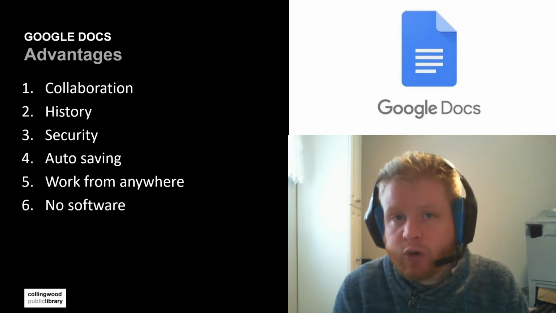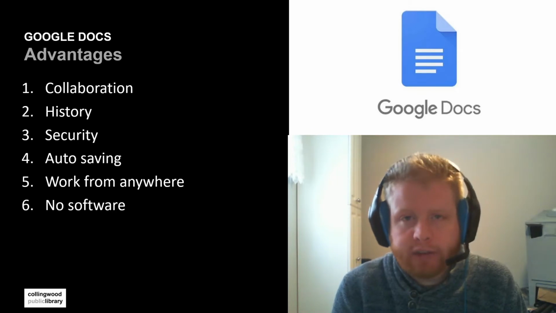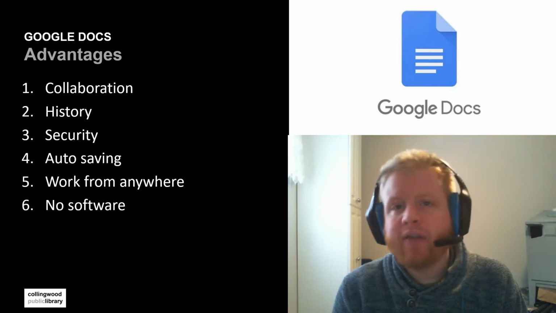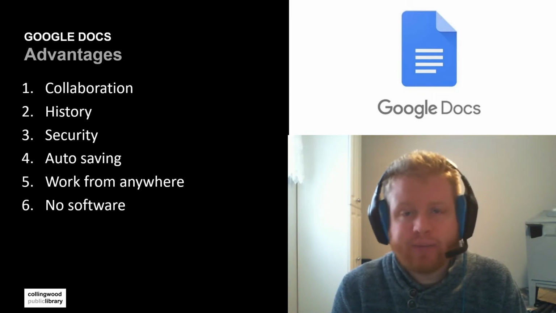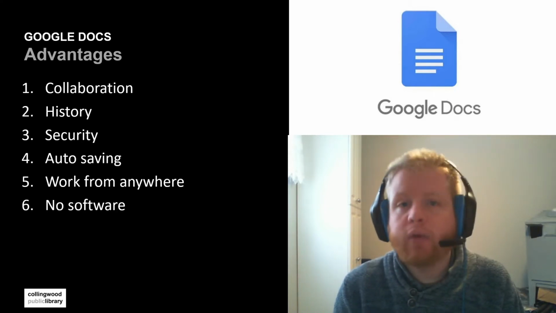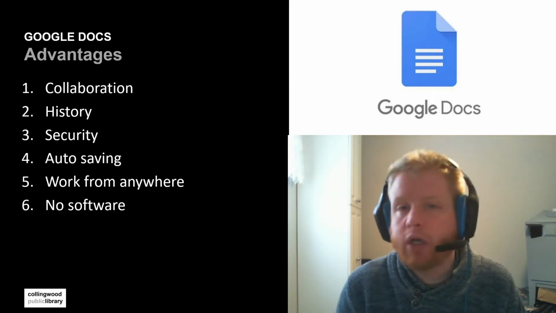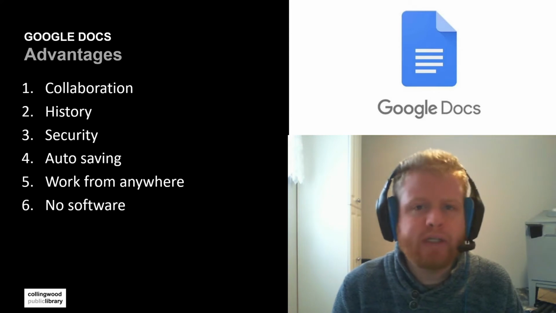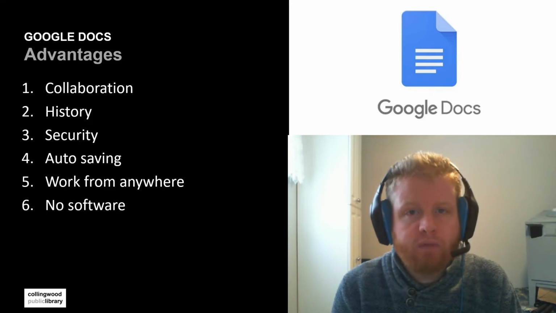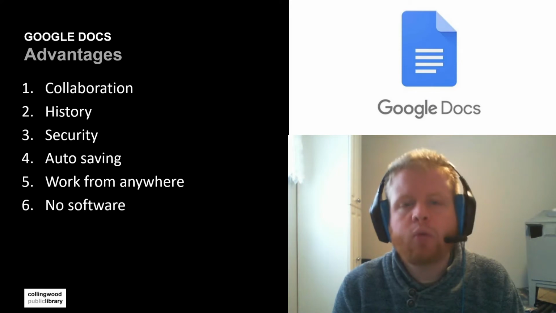So when it comes to Google Docs, there are many advantages in regards to using it. The first is collaboration. So the nice thing about Google Docs is you can have other people work on it at the same time you are. So it allows collaboration between different people, and you can view what they are changing or adding to your document. And we'll kind of get into more details later on. Number two is history. You can kind of view all the changes and manipulations of the document as you go.